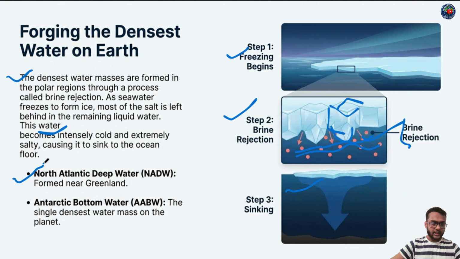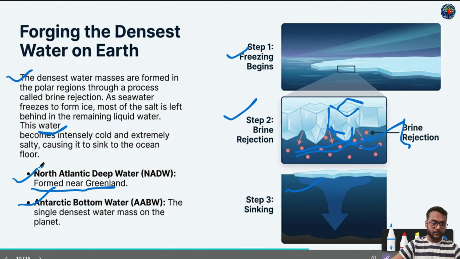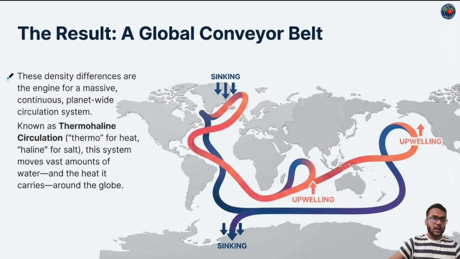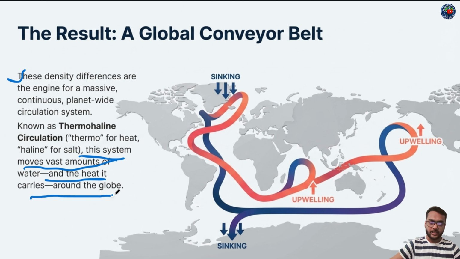The North Atlantic Deep Water from near Greenland, and the Antarctic Bottom Water, the single densest water mass on the planet, are two examples of this brine ejection process. These density differences are the engine for a massive continuous planet-wide circulation system known as thermohaline circulation. Thermo means heat and haline means salt or salinity. This system moves vast amounts of water and heat around the globe.